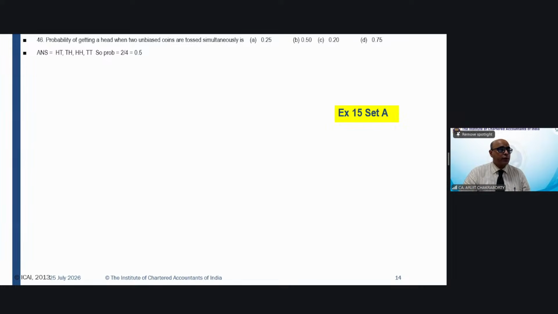So probability of getting one head is, okay, now they're saying only probability of getting one head, sorry. Not if they ask probability of getting at least one head, then we will consider one head and two heads. But here the question is probability of getting one head. That means exactly one head.